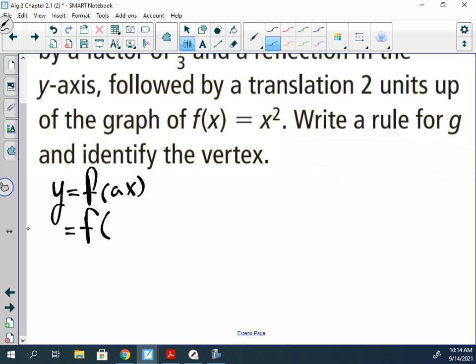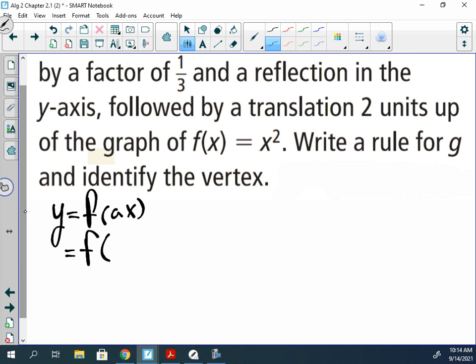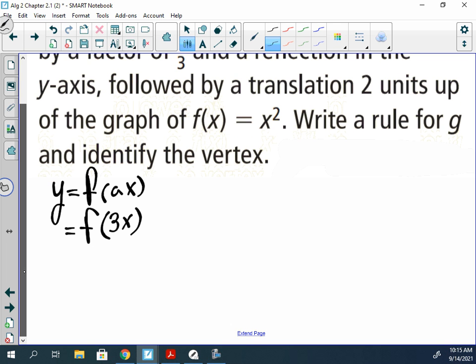What is our value of a? Because they told us it was 1/3, what do we plug in? 3 over 1, which is 3. Now they told us the function was what? x squared. So really we replace, because we don't have x anymore, we have 3x. So it'd be 3x squared.